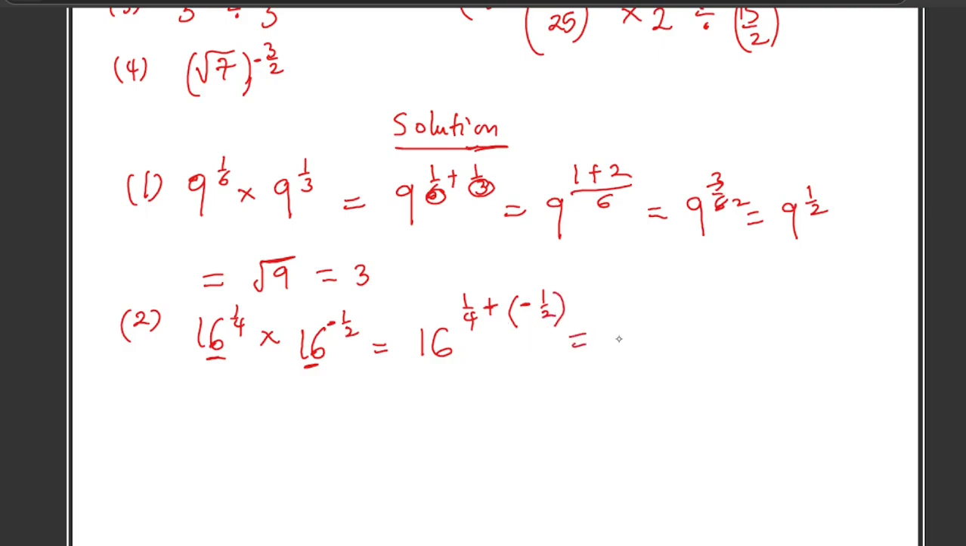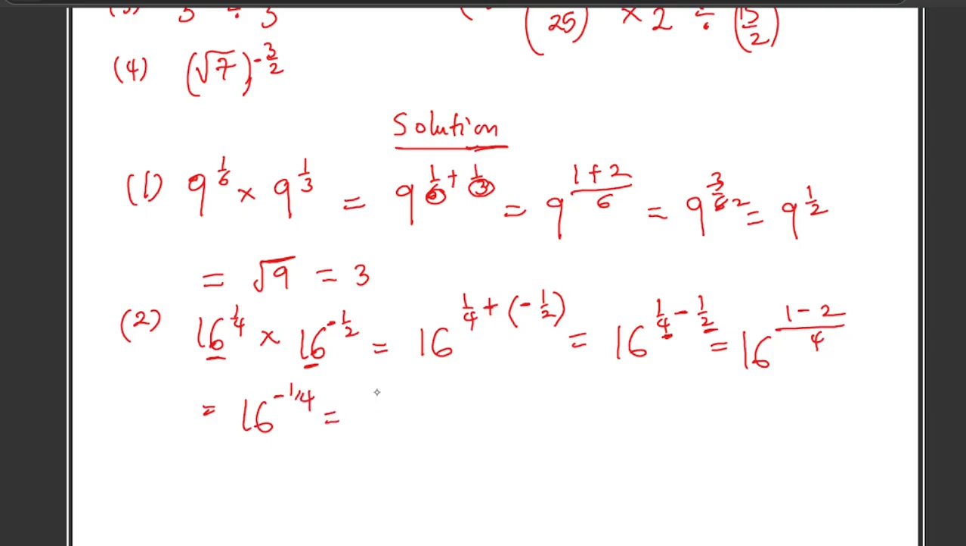That becomes 16 to the power 1 over 4 minus 1 over 2. The LCM is 4. 4 divided by 4 is 1, times 1 is 1, minus 4 divided by 2 is 2, times 1 is 2. Now it equals 16 to the power 1 minus 2, which is minus 1 over 4.